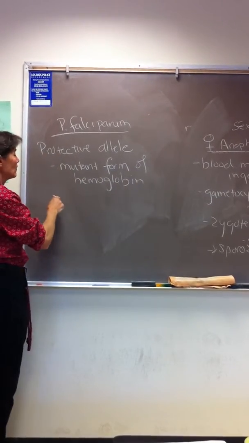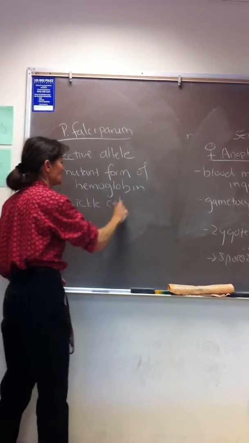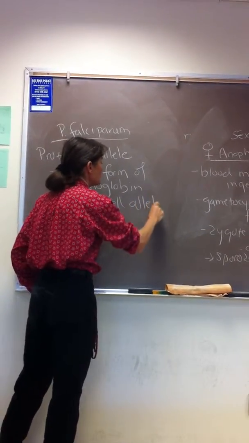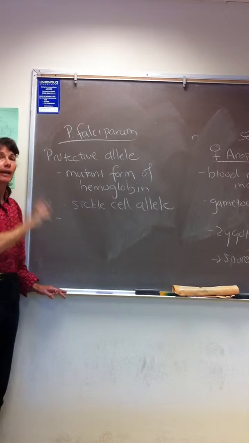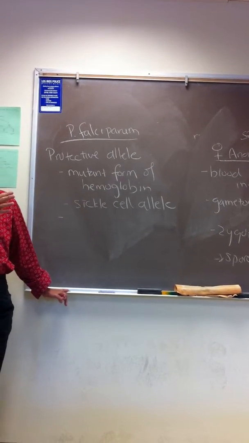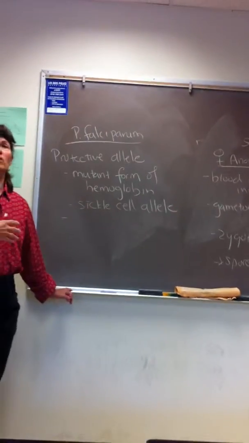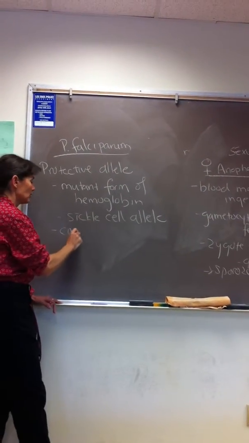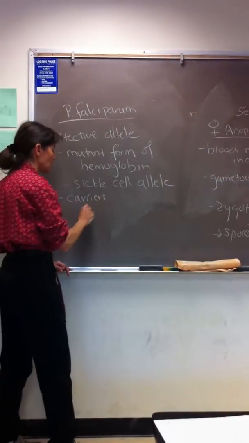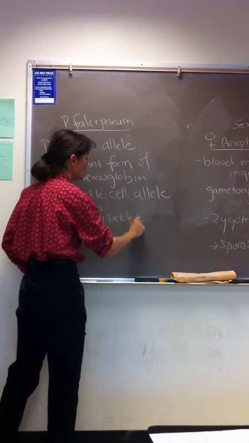And this mutant allele is called the sickle cell allele. Okay. Now, the story is, if you're a carrier, that means you've inherited one copy of the allele from your mom or your dad, but the second copy that you've inherited from one of your parents is normal. So these would be carriers. So what they do is they have one copy of the sickle cell, we'll call it sickle cell hemoglobin.